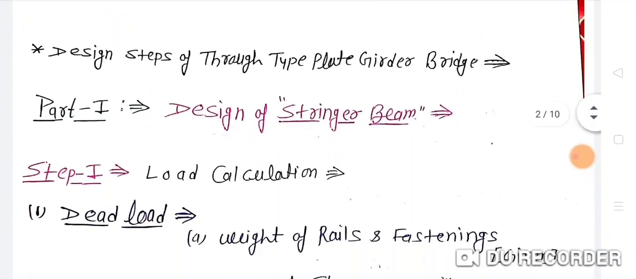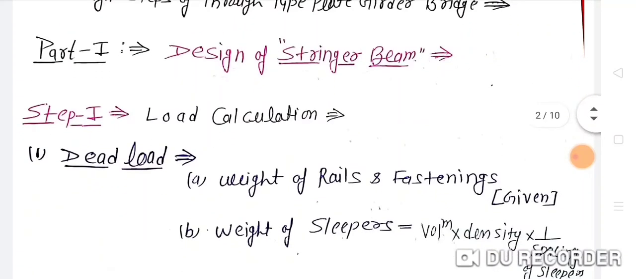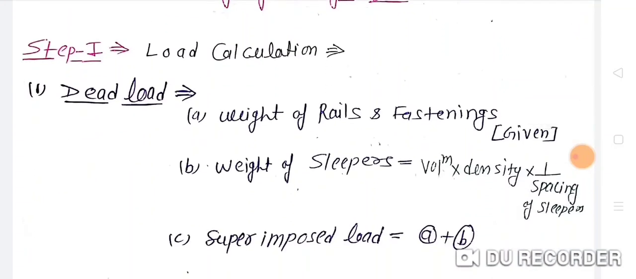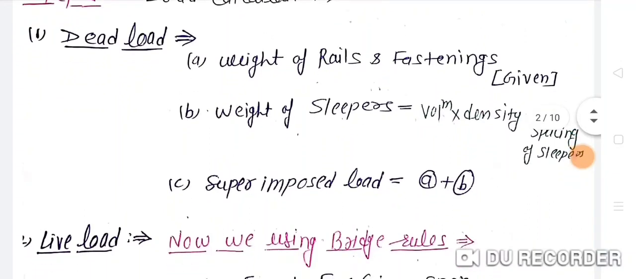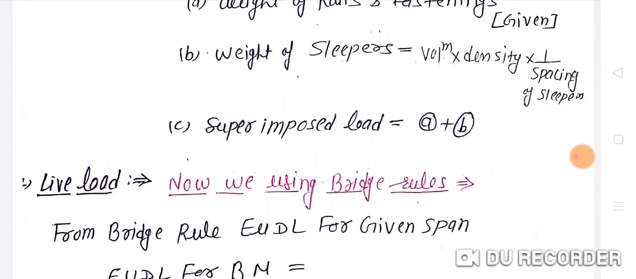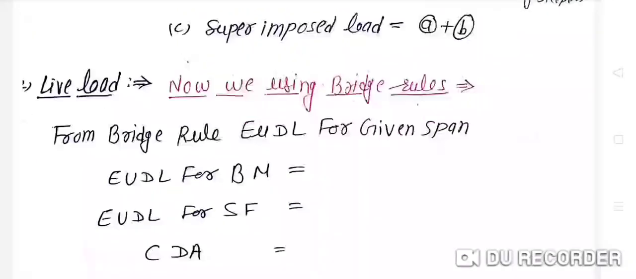In the design of the stringer beam, step first is load calculation. In step first, we calculate the loads that come from the dead load and the live load. Dead load is the combination of the weight of rails, fastenings, weight of sleepers, as well as self weight. The weight of rails and fastenings is given in the case of sleepers. Weight of sleepers is equal to volume into density upon spacing of sleepers. Now we calculate the combination of weight of rail plus weight of fastening plus weight of sleepers, known as the superimposed dead load.